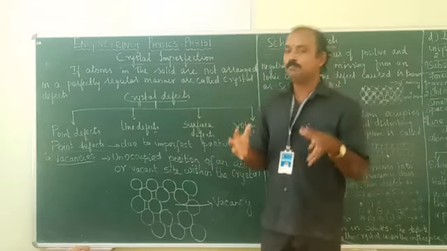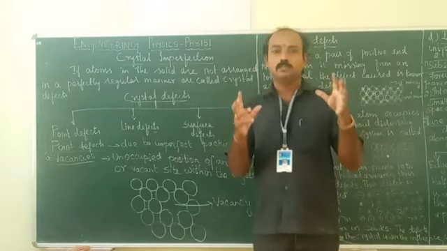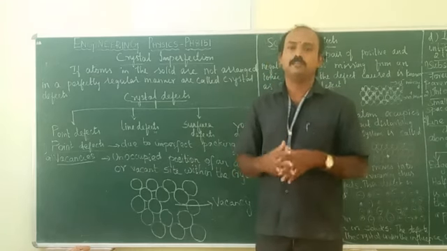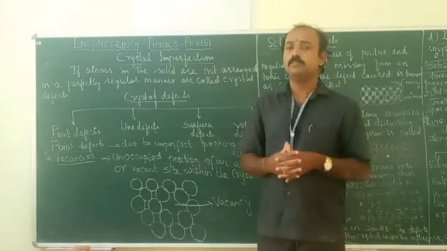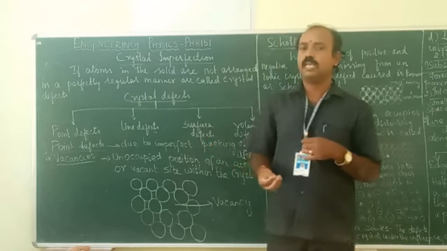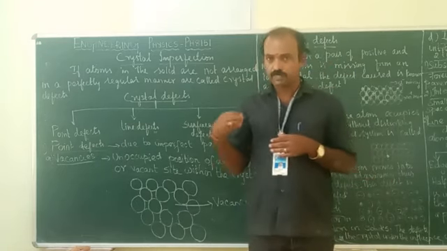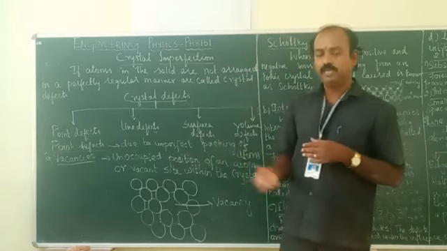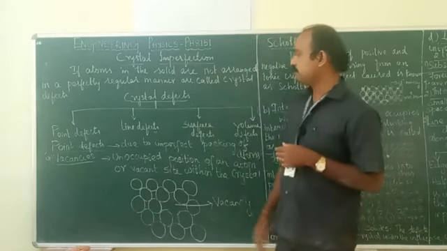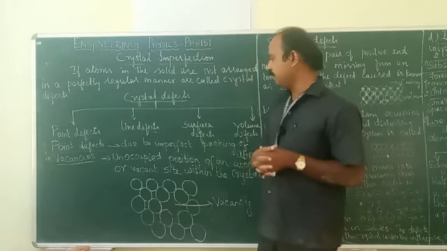So based on the arrangement of atoms being dislocated, or the addition of foreign atoms, imperfection may arise. That imperfection is classified into different types: first point defect, line defect, surface defect and volume defect. Now the point defect. What about this point defect?